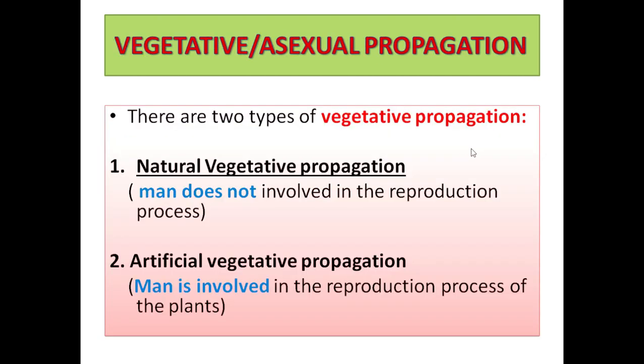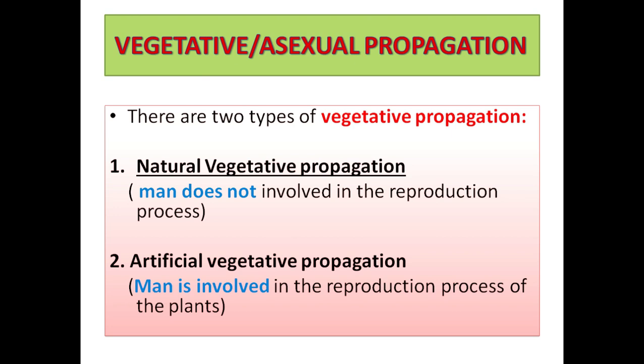Alright, there are two types of vegetative propagation. So number 1, we have natural vegetative propagation. With this type of reproduction, it means that man is not involved. So that's the difference. No seeds are involved, and no man will help the plant in this type of reproduction. In other words, you plant a banana tree, the banana tree will reproduce on its own. It will continue to reproduce on its own. So man is not involved in this type of reproduction.